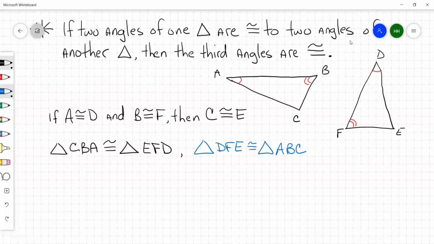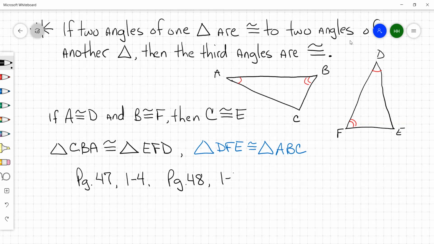All right, then, your practice for today. Page 47. Page 47, you got problems 1 through 4. Page 48. You got 1 through 4 again. Not a whole lot of work to do today. And then number 6.